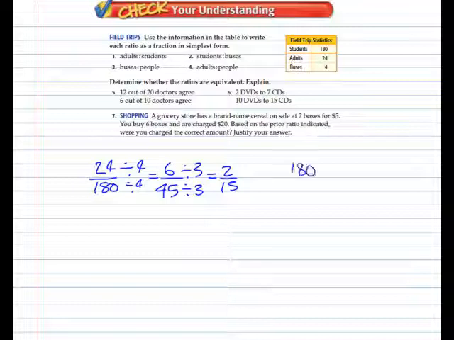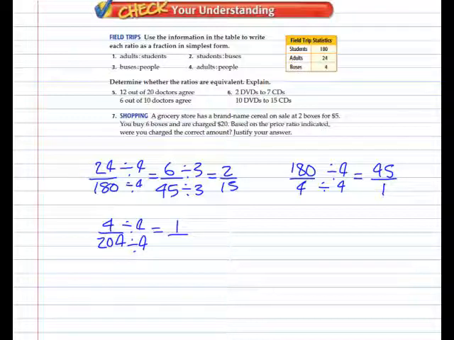Students to buses. I have 180 students. Again, I have 4 buses. Again, 4 is a common factor. 180 divided by 4 is 45, as I can see from my previous problem. 4 divided by 4 is 1, so my ratio of students to buses is 45 to 1. Buses, 4 buses, to people, that means students plus adults, is 204. Again, I have 4 as a common factor. 1 over 51. So there's 1 bus for every 51 people.